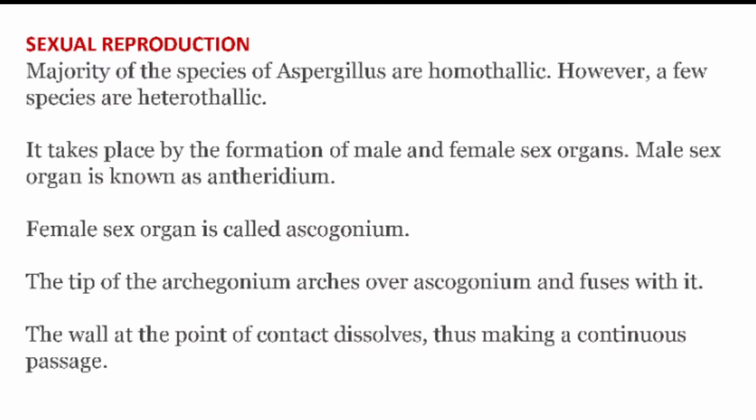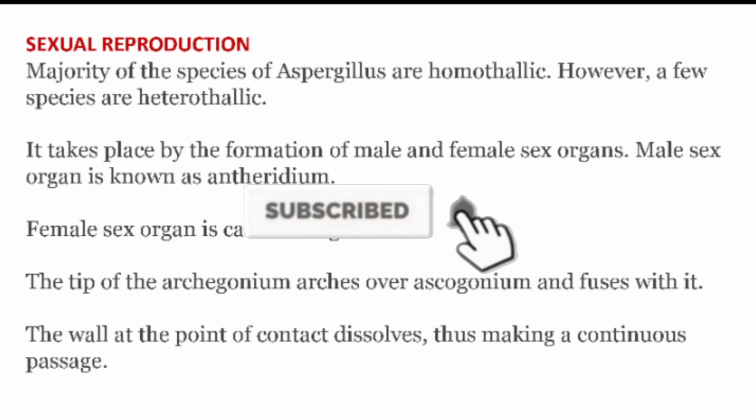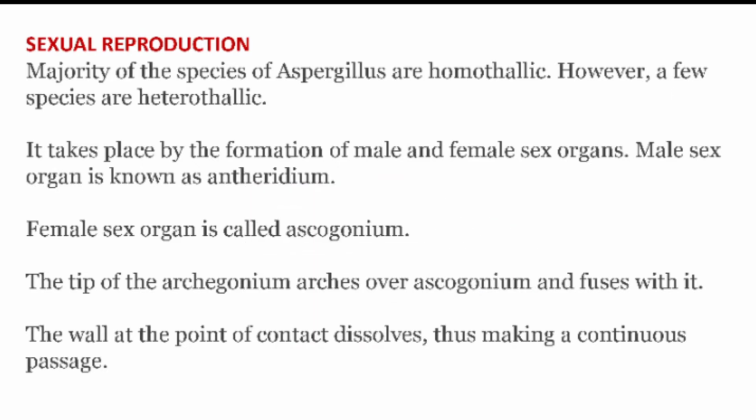Next is sexual reproduction. The majority of the species of Aspergillus are homothallic. However, a few species are heterothallic. It takes place by the formation of male and female sex organs. The male sex organ is known as the antheridium. The female sex organ is called the ascogonium.